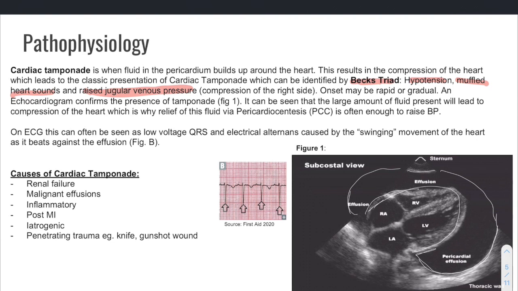So what can cause a tamponade? Renal failure, malignant effusions, inflammation. You can get it post-MI: if you have an MI and there's necrotic heart muscle and it ruptures, that's going to open up a little space for blood to leak out of the heart and into the pericardium. There could be iatrogenic causes, so patients that are getting stents placed or getting some other minimally invasive cardiac investigations.